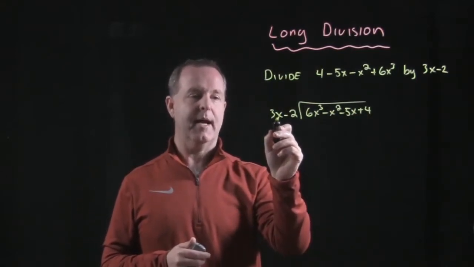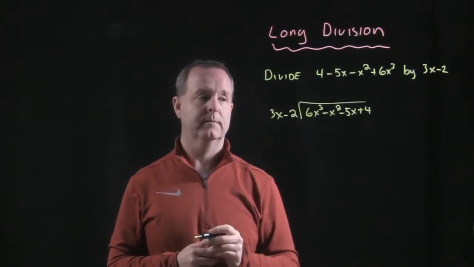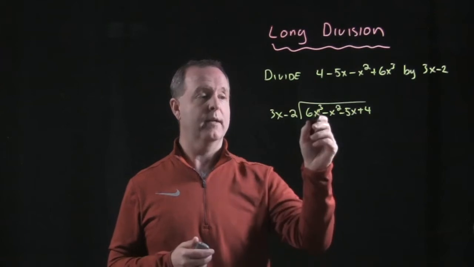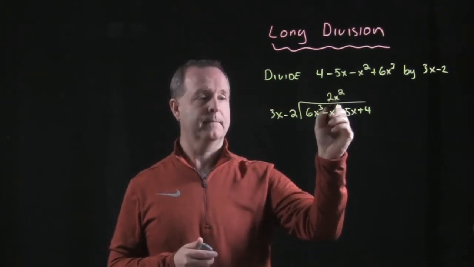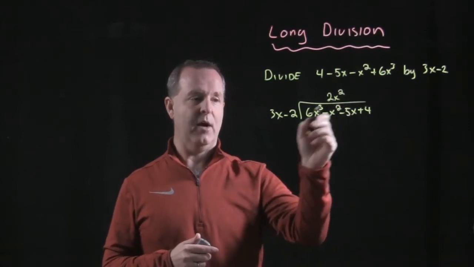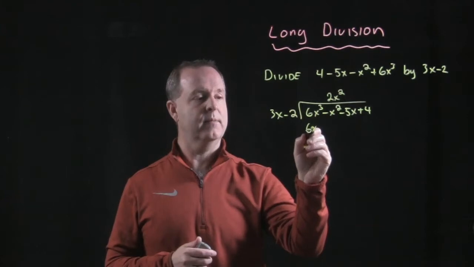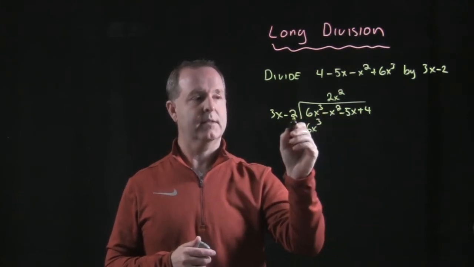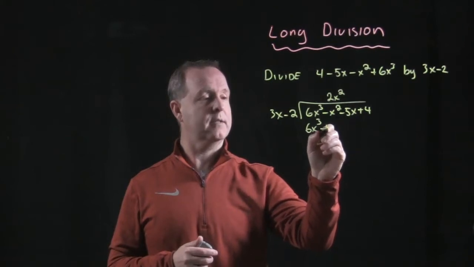Looking at how many times is 3x, or 3x times what goes into 6x cubed? And that's going to be a 2x squared. And I'm going to line that up on the x squared column, so 2x squared. To find out what comes down here, 2x squared times 3x is a 6x cubed. 2x squared times minus 2 gives me a negative 4x squared.